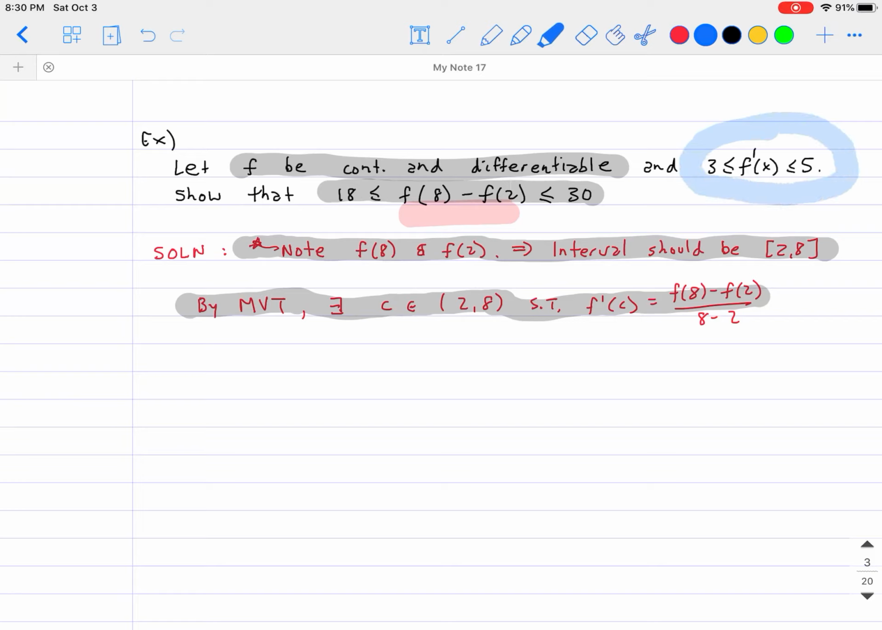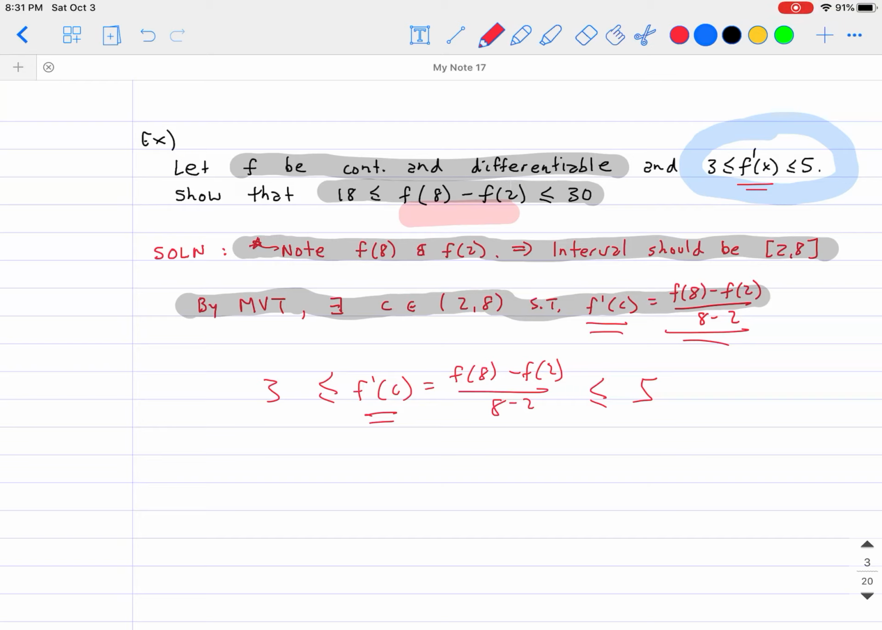We're told that f prime is always between 3 and 5 inclusive. So what that means is, if I take this and this, I can say the following. f prime of c is equal to f of 8 minus f of 2 all over 8 minus 2, because of the mean value theorem. And that is going to be between 3 and 5 because f prime of c is basically this part over here. x is basically the same thing as c, whatever you want to call it, a dummy variable.